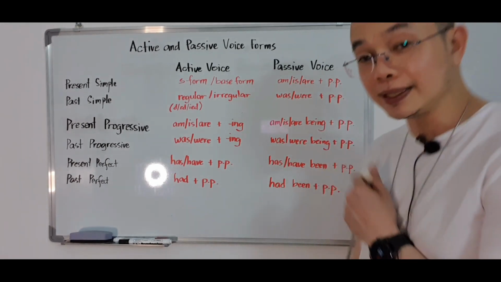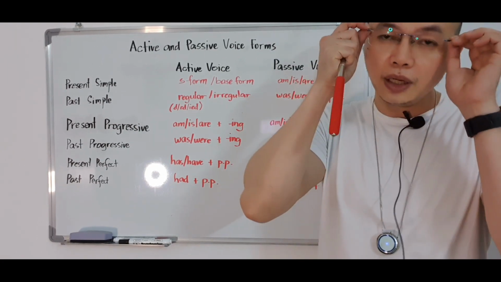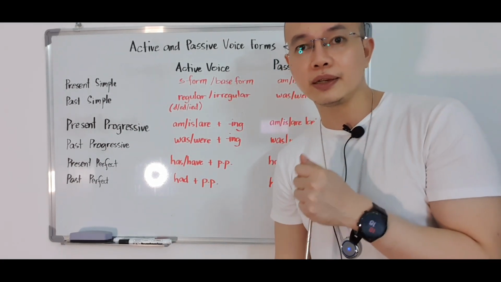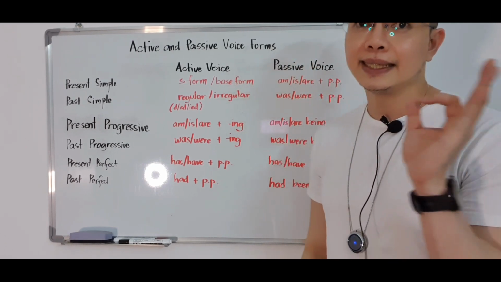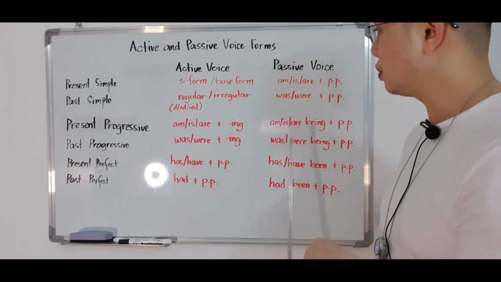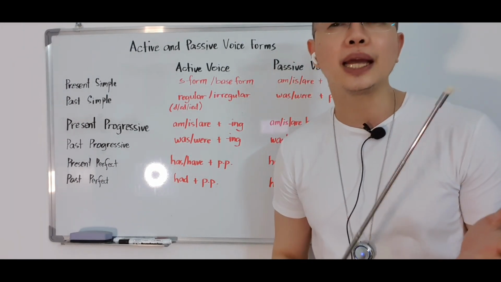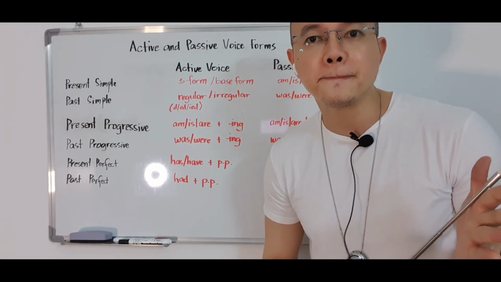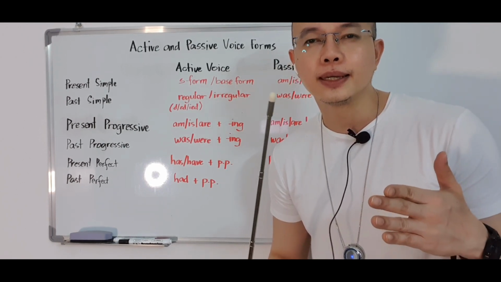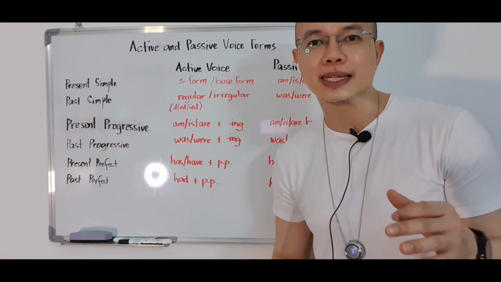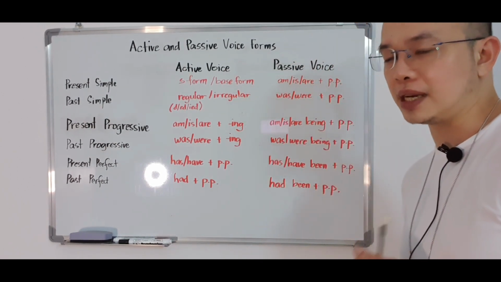All right, okay, is it clear? It's very easy to remember actually. If you already understand how to make the passive voice, then I guess it will be easy for you to remember the verb forms, or it will help you make passive voice sentences easily if you remember all the verb forms actually.